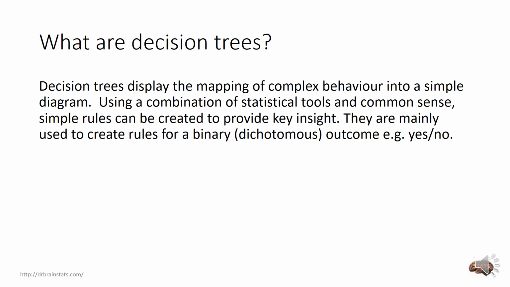So what are decision trees? Decision trees display the mapping of complex behavior into a simple diagram using a combination of statistical tools and common sense. Simple rules can be created to provide key insight. They are mainly used to create rules for a binary outcome. Yes or no. Typical.